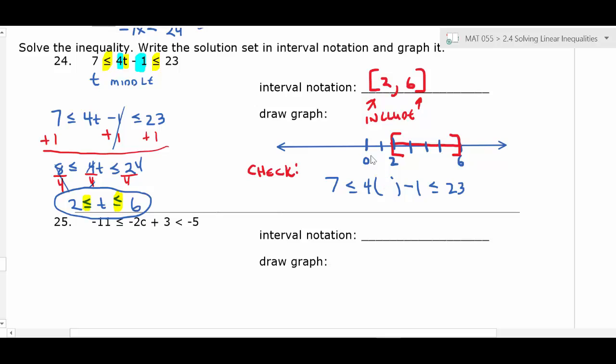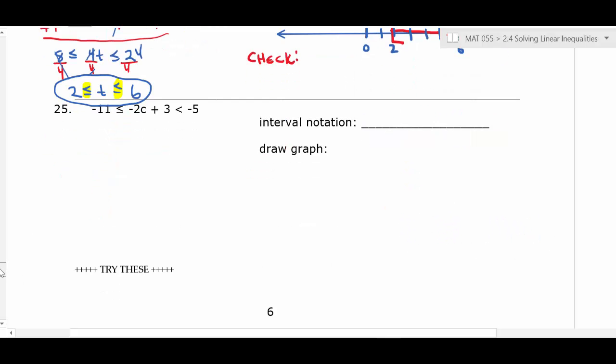So let's do something that doesn't work. Okay, how about 0? 0 doesn't work. It's not in the shaded solution. Plug it in. So what you would get is 7 less than or equal to 0 minus 1 less than or equal to 23. So that would be 7 less than or equal to negative 1 less than or equal to 23. That's false. Negative 1 is not in the middle of those 2 numbers. So that's kind of how that works. If you play with that a little bit, it'll help you understand what you're doing in this problem. Checking helps students understand stuff a lot.